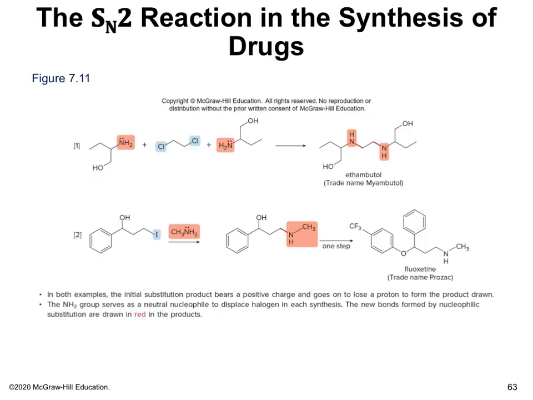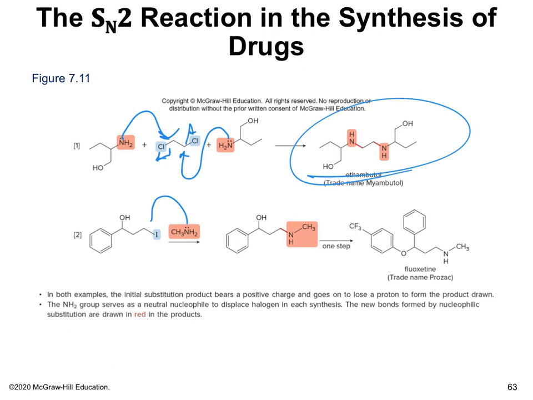SN2 reactions in drugs. Here we have that leaves, and then this also comes out and leaves, and you get that compound here by SN2, and that makes Prozac. And that wraps up chapter 7.